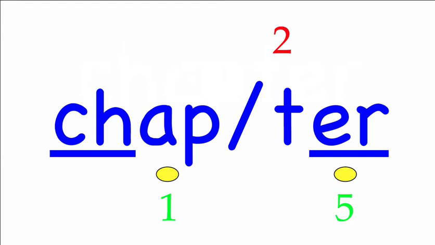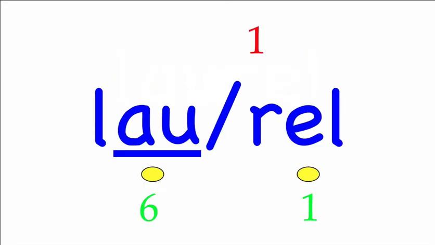Laurel. Laurel. They will place the laurel crown on the athlete that wins the race. Laurel. This is a 2-syllable word. The first syllable is law. Two sounds. Ul, aw. Rel, three sounds. R, ul. Laurel. Mark the word. Laurel.